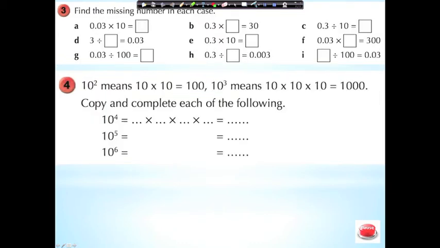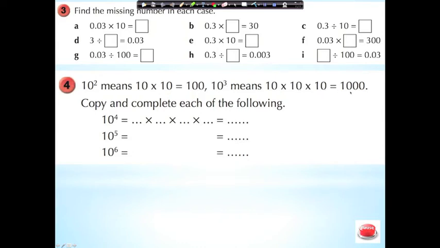Here are some more questions. You need to find the missing number in each case, which shouldn't be too difficult. For question 4, it says 10 squared means 10 times 10, and we know that is 100. 10 cubed means 10 times 10 times 10, so we're just timesing the number by itself 3 times. 10 times 10 is 100, times it by 10 again, we get 1000.